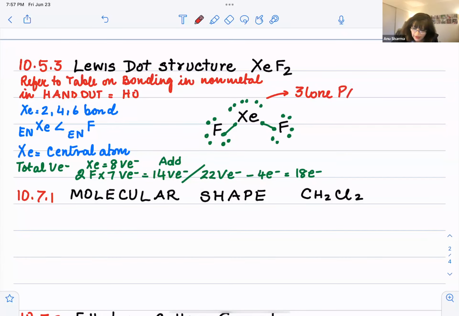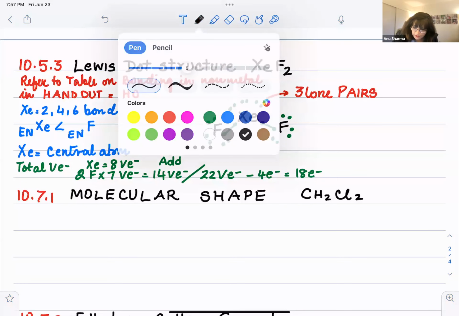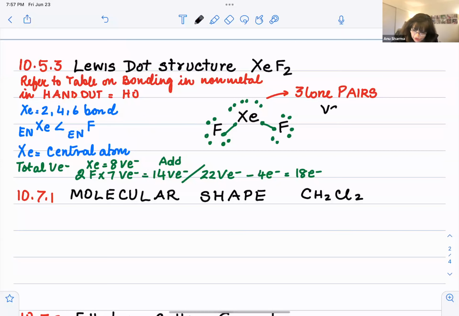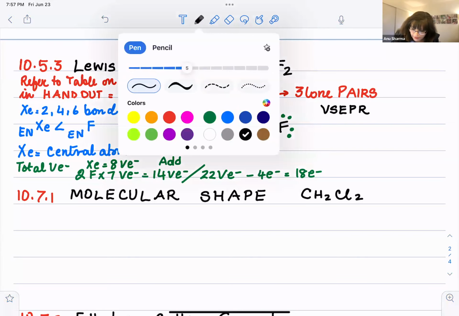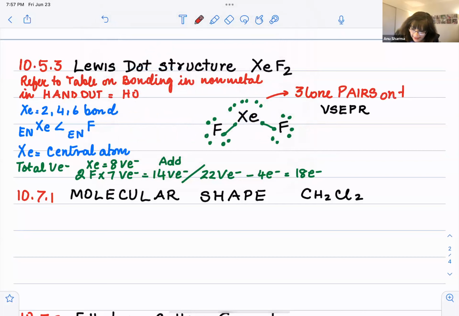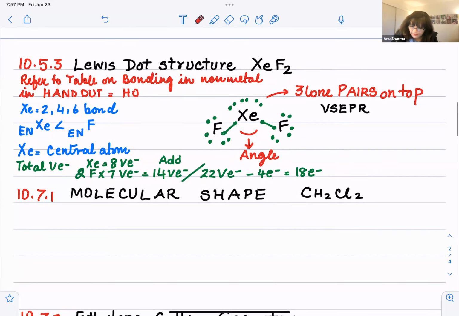So this is why it's very important that you draw them in the right place. VSEPR, valence shell electron pair repulsion theory, puts the 3 lone pairs on the top. So don't just put them anywhere, put them on top. And the 3 lone pairs are on the top, and we see that the bonded atoms are pushed down at an angle. So it's a bent structure with some angle.